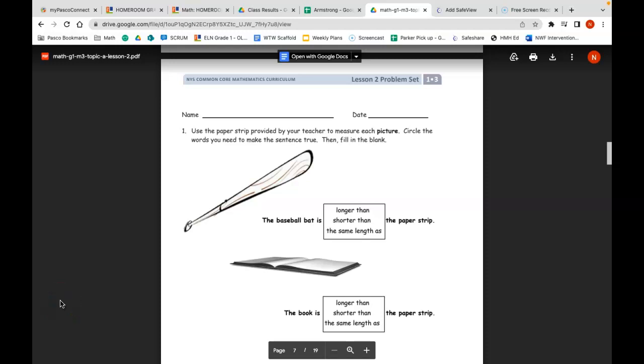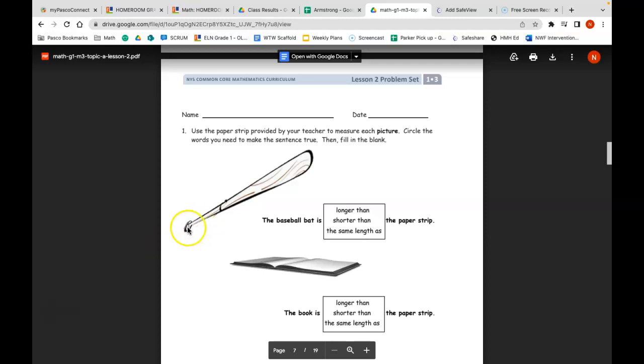Hey friends, this is your exit ticket for today for lesson 2. So in your learning video and the practice that we did earlier, we again were comparing items. This time you were using your green strip of paper to measure and figure out if these items were longer or shorter than the paper strip. So that's what you're going to do on this paper.